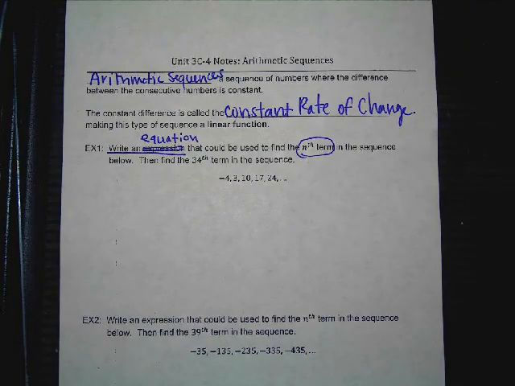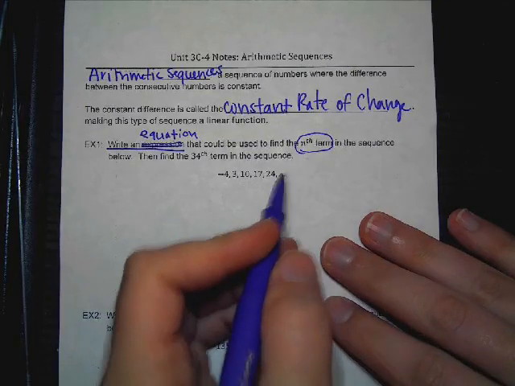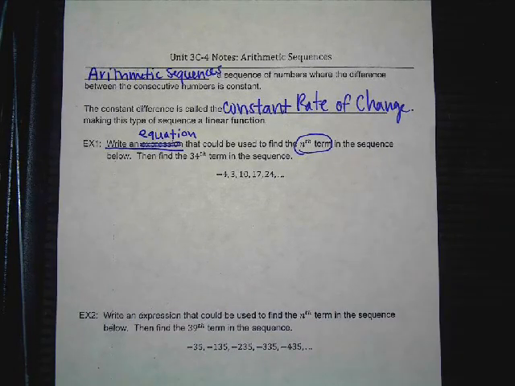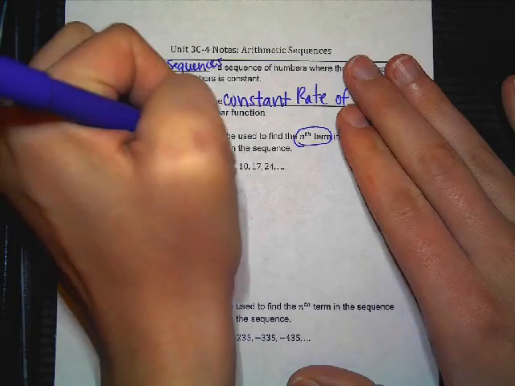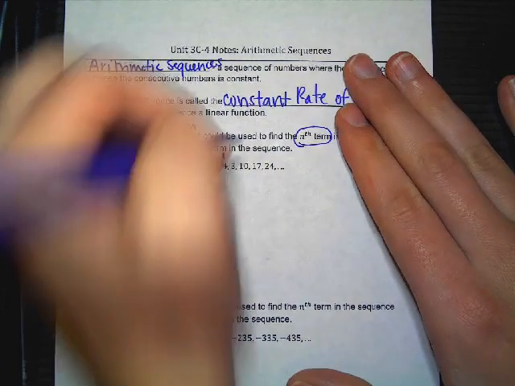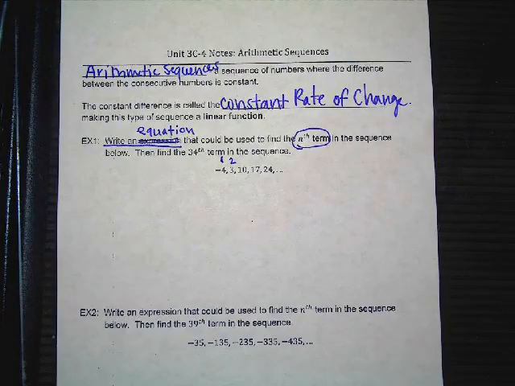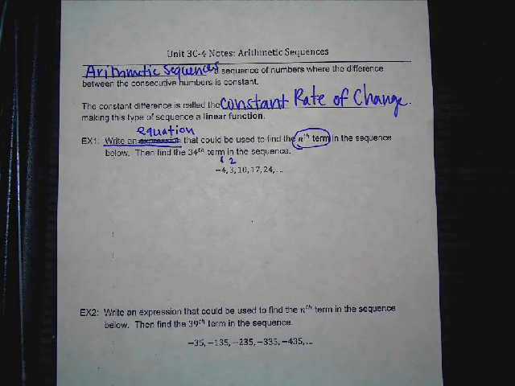So listen. You've got a sequence of numbers here: -4, 3, 10, 17, 24, and it goes on forever. I want to know the 34th term. A term, like this is term 1, term 2, term 3, 4, 5. It wants term 34.